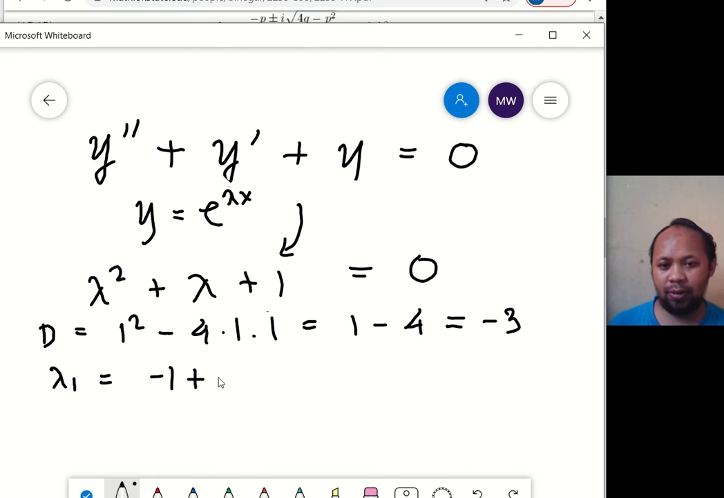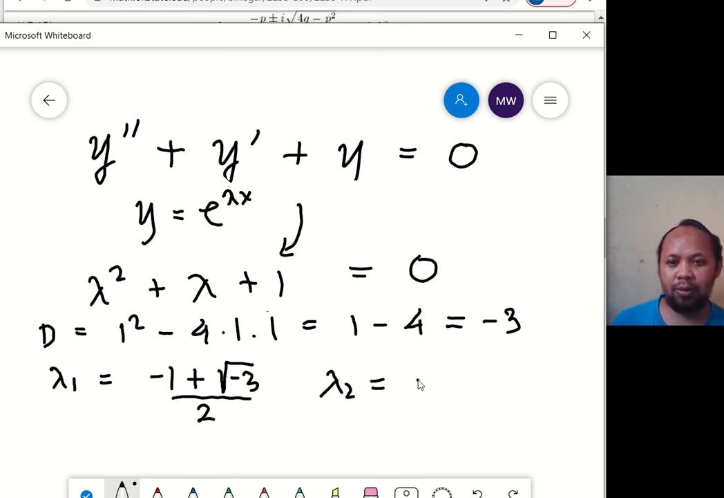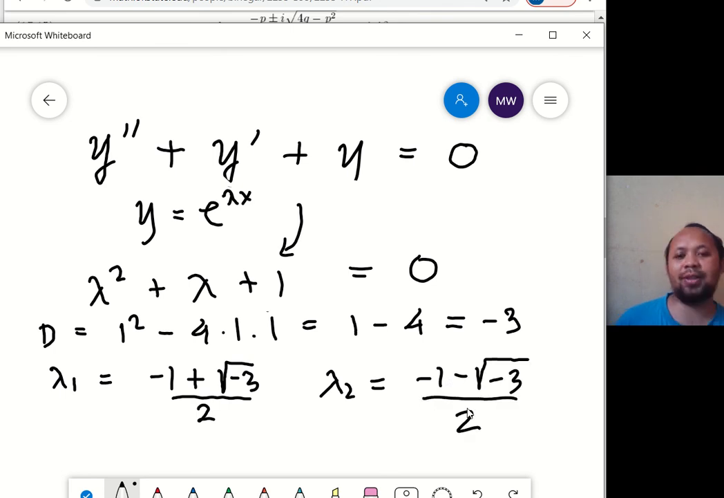plus the square root of the discriminant divided by 2, and also the value of the second lambda, this is also minus 1, now this is minus. Okay, and as you can see here, lambda 1 and lambda 2 are complex.